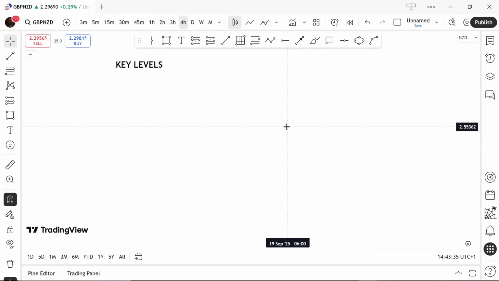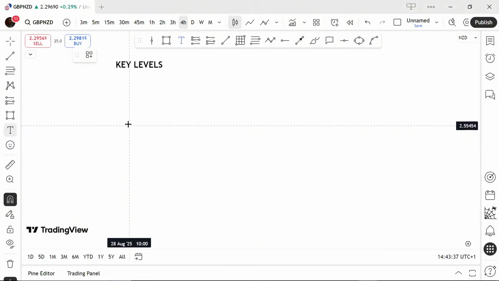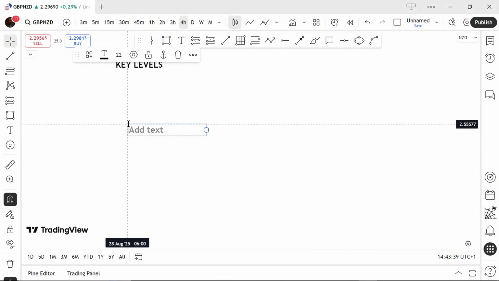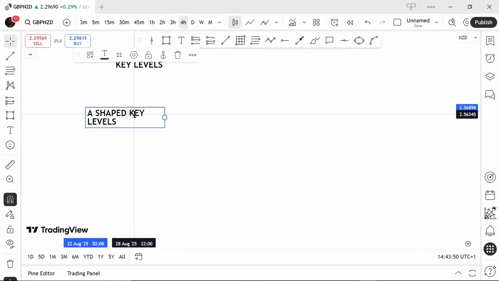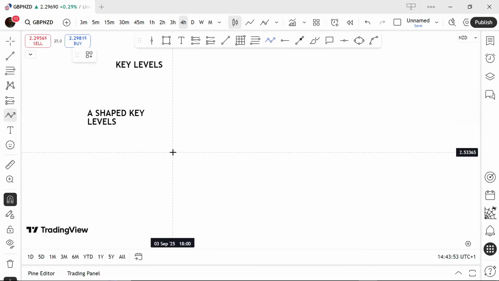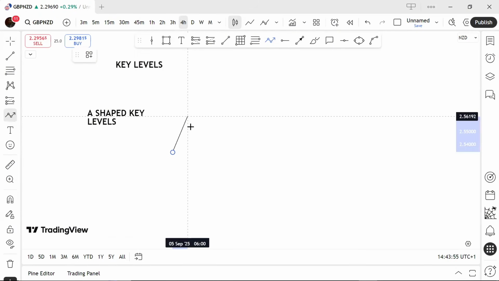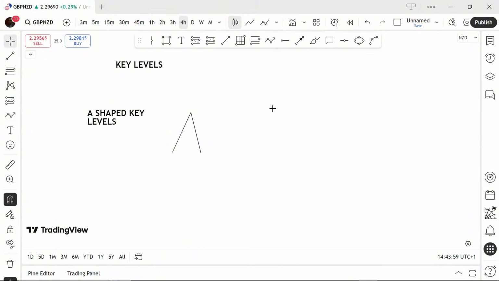Now, what are A-shaped key levels? Just like the name implies, they always look like the A shape. When you go to the line chart, it's always printed like this. We'll see how to identify it; I'm just giving you a wrap up of what the A-shaped key level is.